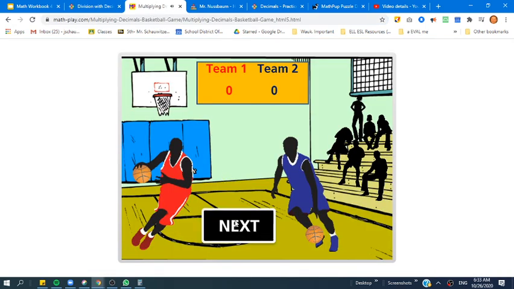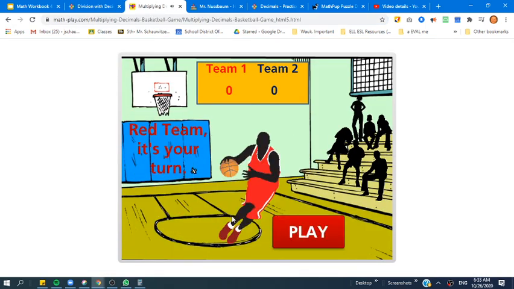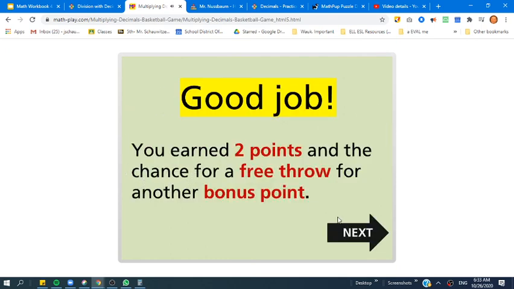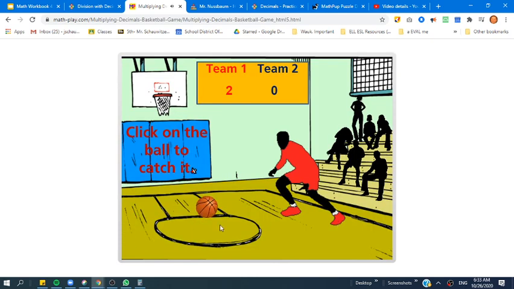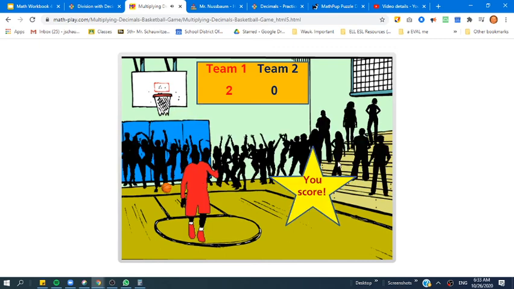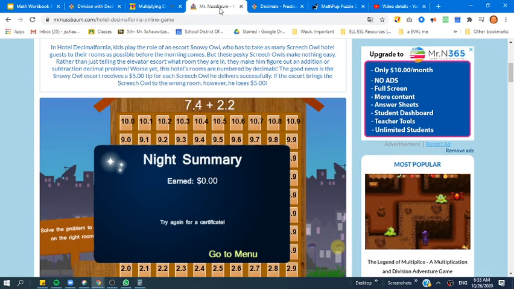This next problem has some music, apparently. We can play that if we really want to. This is multiplication of decimals. So if we're moving this decimal point over 2 spots, that's going to be 120. All right, we got it. We can do our free throw. Going to click on the basketball and score a point. Cool. That'll be inside of the video notes as well.